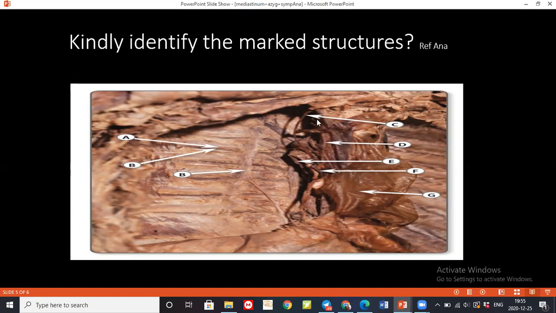Right phrenic nerve, good. D, please. The superior vena cava, good. Yes, E. This is the pulmonary veins. Right principal bronchus. Okay. Yes, and F. The right pulmonary vein, the pulmonary veins.